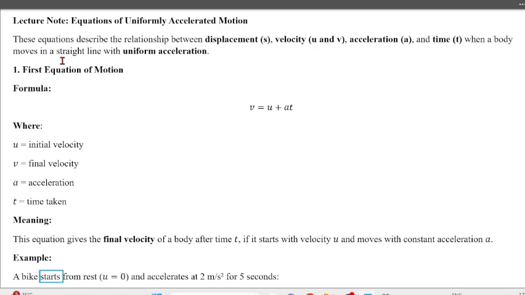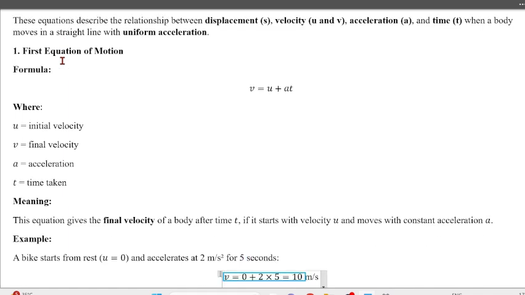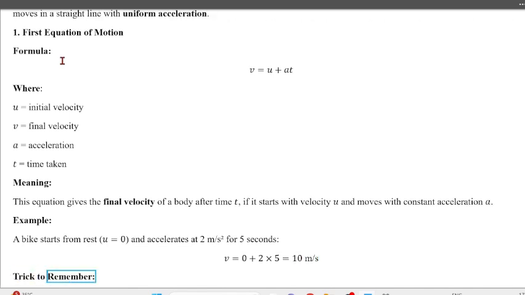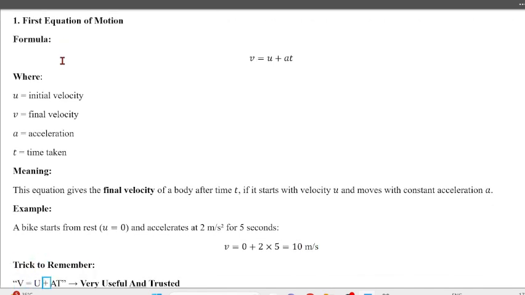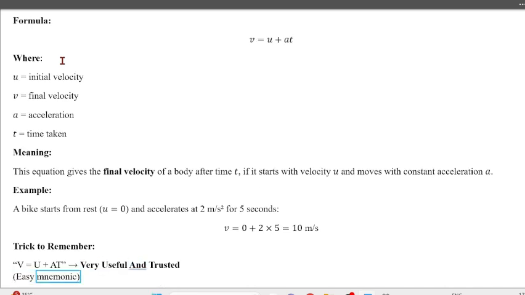Example: a bike starts from rest, u equals 0, and accelerates at 2 m/s² for 5 seconds. v equals 0 plus 2 times 5 equals 10 m/s. Trick to remember: v is equal to u plus at. A very useful and trusted, easy mnemonic.